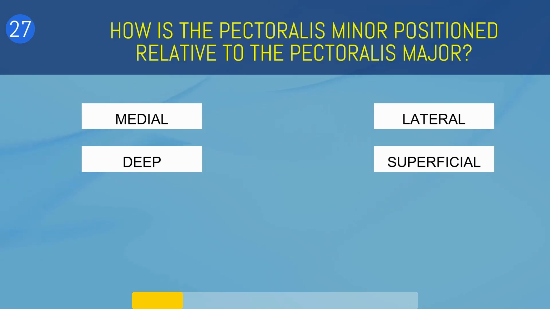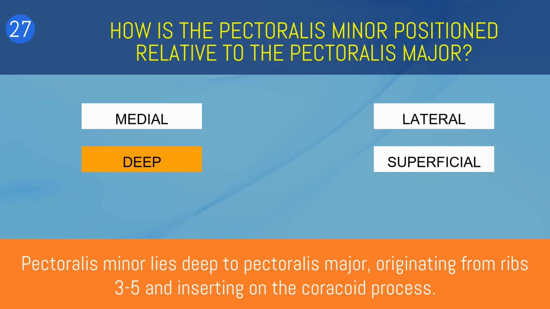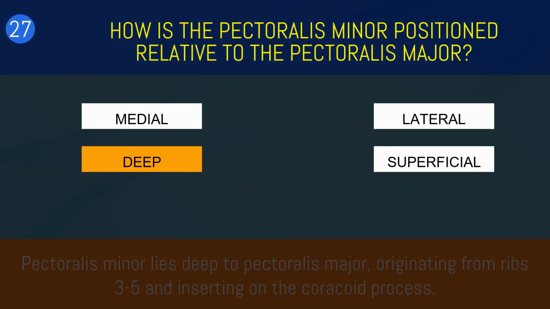How is the pectoralis minor positioned relative to the pectoralis major? Medial, deep, lateral, or superficial? Deep. Pectoralis minor lies deep to pectoralis major, originating from ribs 3 to 5 and inserting on the coracoid process.